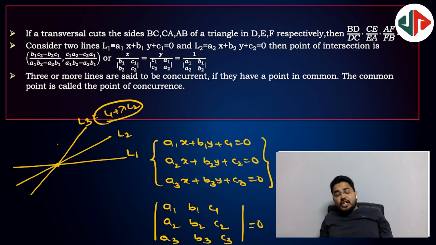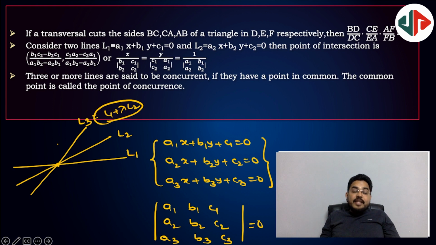In most of the competitive exams, three lines will be given with one unknown. They'll say they are concurrent. What is the unknown value? So the best thing is you take two lines, find the point of intersection, and substitute in the third one, or you can go for this one.